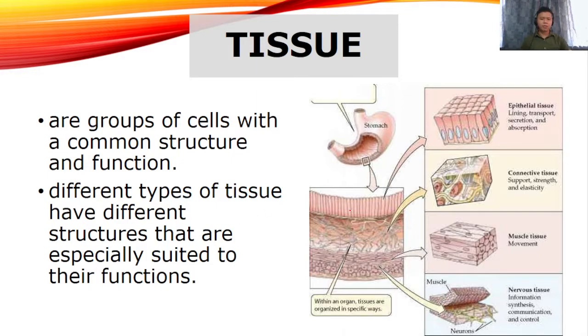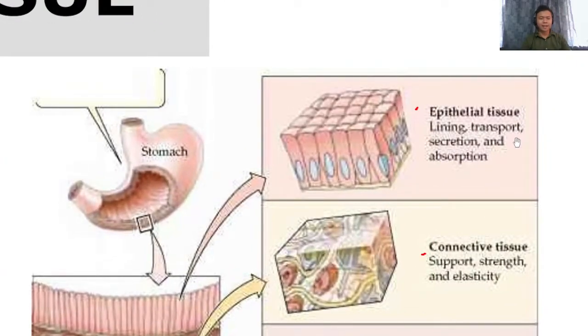Just like here in our stomach, we have several types of tissues: the epithelial tissue, connective tissue, muscle tissue, and the nervous tissue. As you noticed, epithelial tissue is designed for lining, which protects the organ, transports materials, secretes enzymes and other hormones, and also absorbs nutrients.